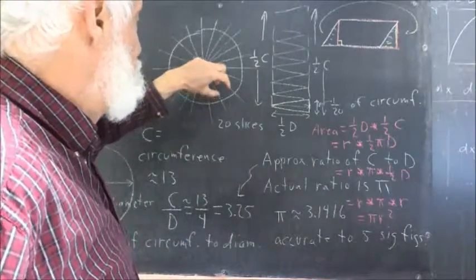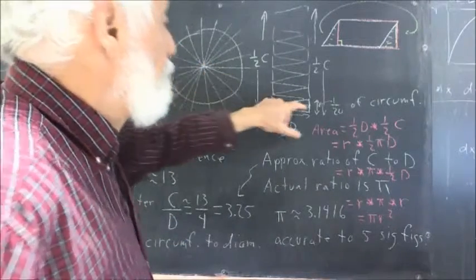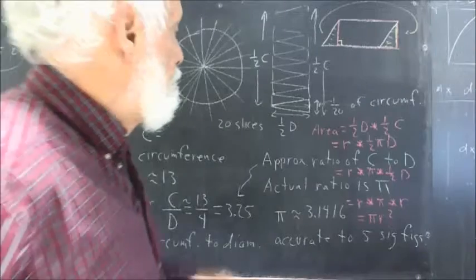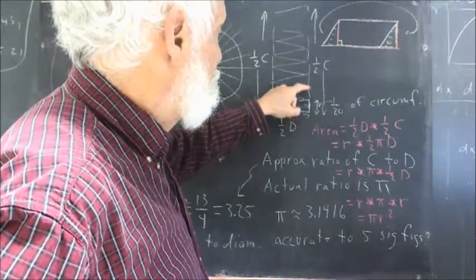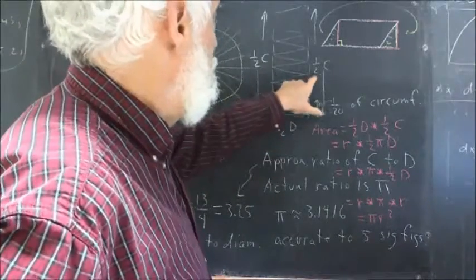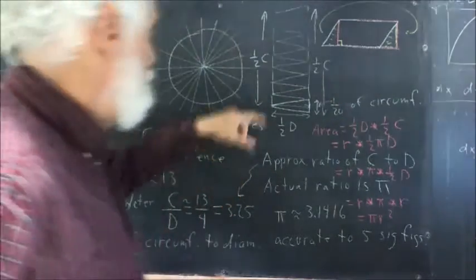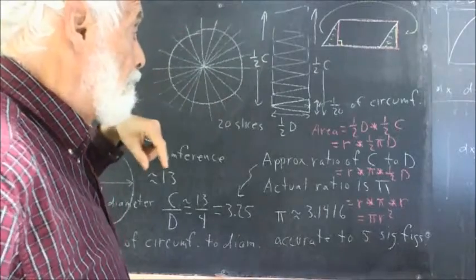However, since we've got fairly thin slices, there's not much curvature. And the total length of this side is going to be half the circumference. And the other half of the circumference is over here. Why is that?